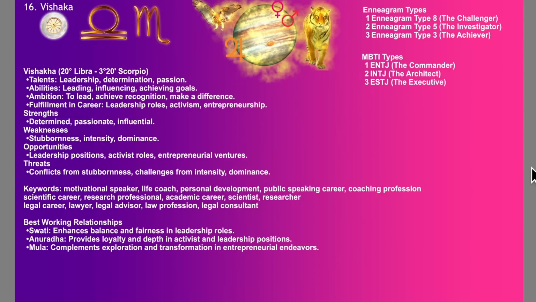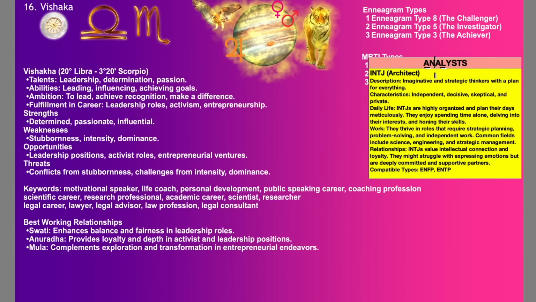The next one is INTJ. Now the INTJs are the architects, imaginative and strategic thinkers with a plan for everything, the planners. Independent, which is more like Libra anyway. Decisive, skeptical, and private. They're highly organized, that's the key word there. Work-wise, they thrive in roles that require strategic planning, problem solving, and independent work. Common fields include science, engineering, and strategic management.